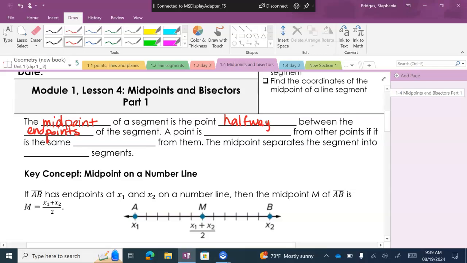A point is what we call equidistant. E-Q-U-I and then distant, D-I-S-T-A-N-T. Equidistant. That means the same distance, okay? A point is equidistant from another point if it is the same distance from them. We're just trying to define what equidistance means here. A point is equidistant from other points if it is the same distance away from them.